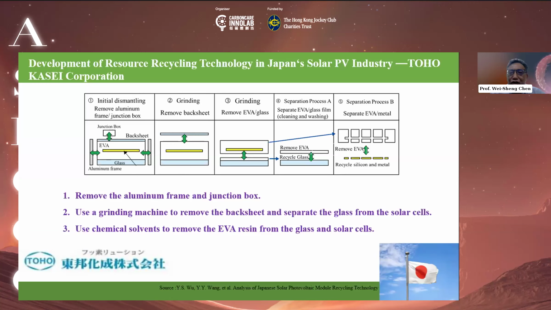And then the second Japanese company, Toho Kasei Corporation, also dismantles the aluminum frame and junction box, and grinds to remove the backsheet plastics, and then grinds to remove the EVA and glass. And then they have a separation process A and process B. A removes EVA from the recycled glass, and separation process B removes the EVA from the electric cell. So this kind of process is also good for recycling.